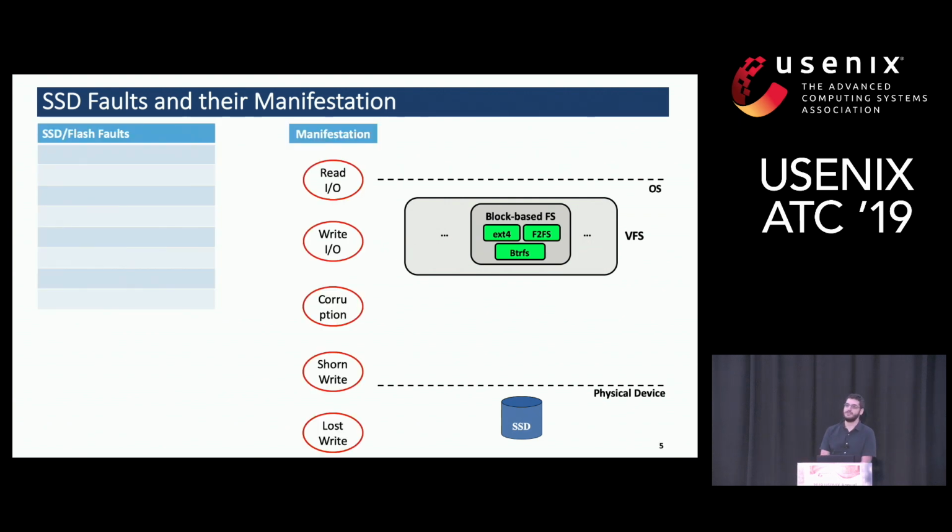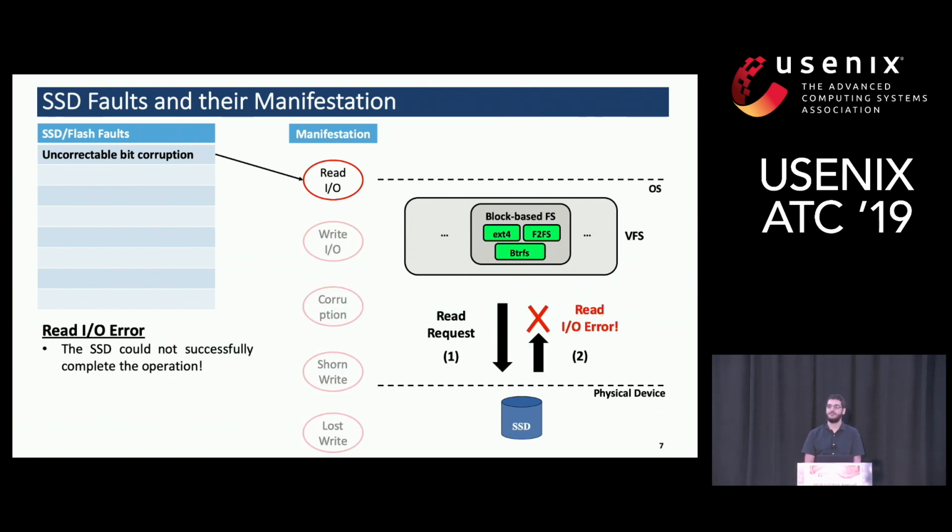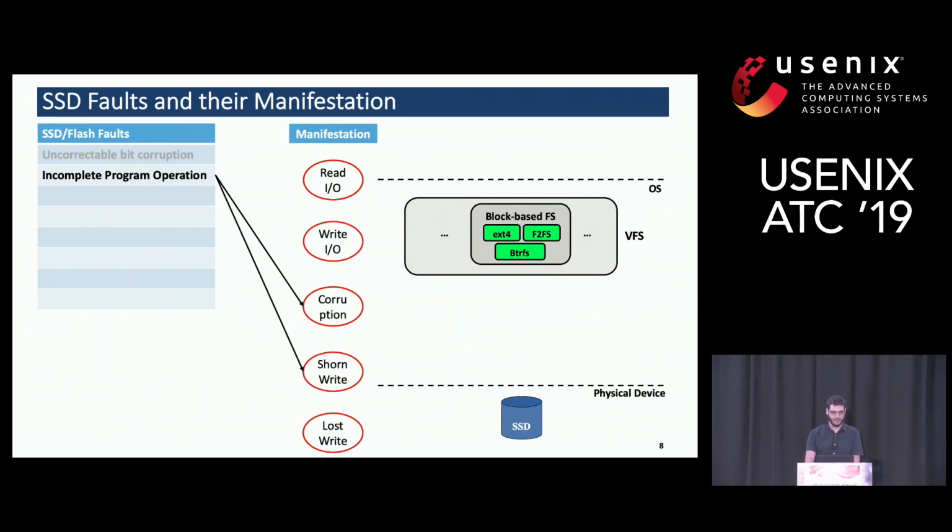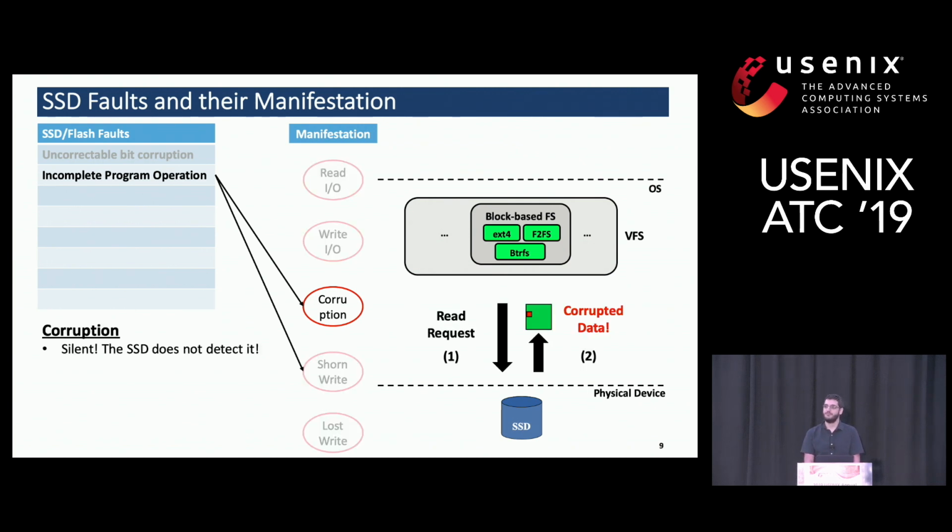So we begin our study by considering all the different faults that can take place within an SSD and map each fault to the corresponding manifestation at the file system level. For instance, while reading a block, an SSD may encounter an uncorrectable bit corruption, which will result in a read I/O error at the file system layer, since the corresponding data is no longer available. Second, an incomplete program operation within the SSD can manifest either as corruption or as a shorn write. Note that this particular fault is silent.